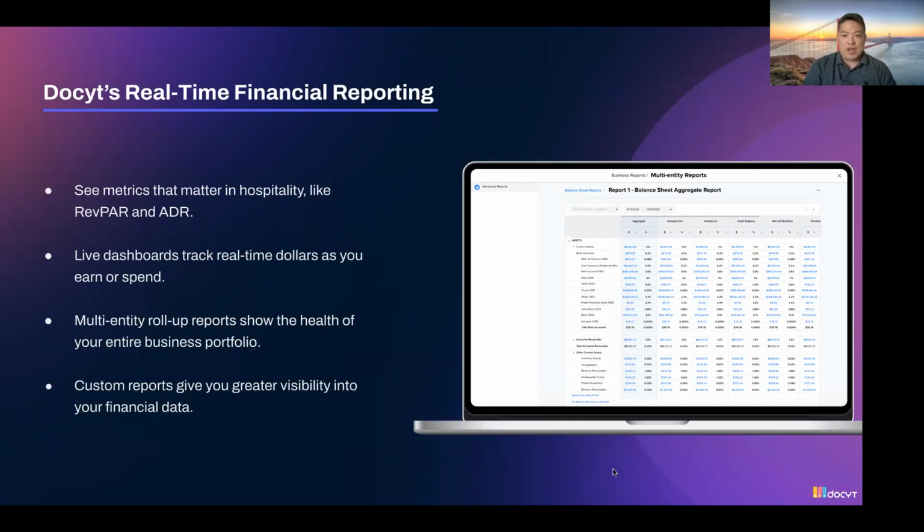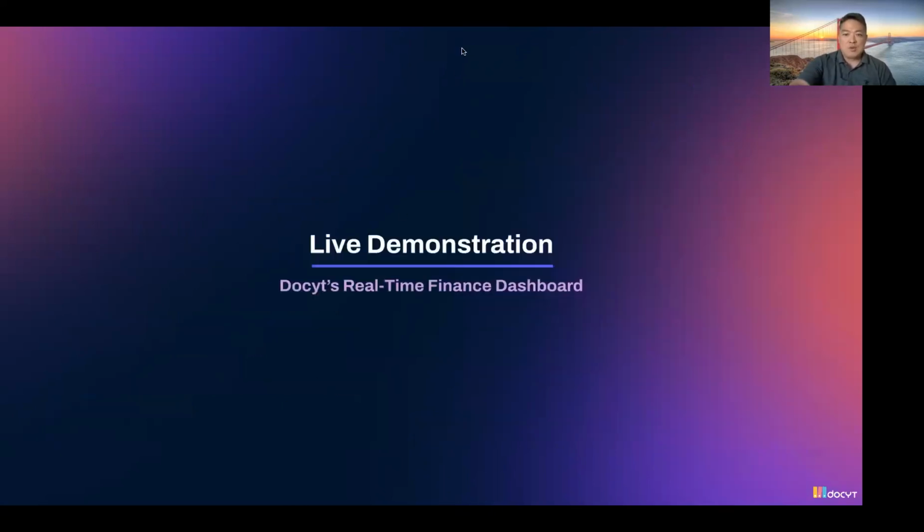So without any further ado, I'll hand the reins back over to Jack, who's going to take us on a journey through Docyt's real-time finance dashboards.